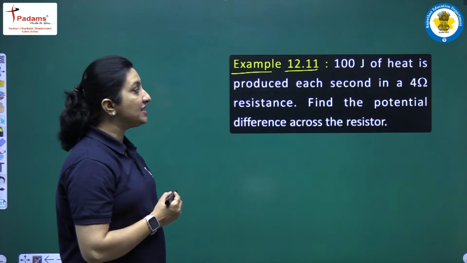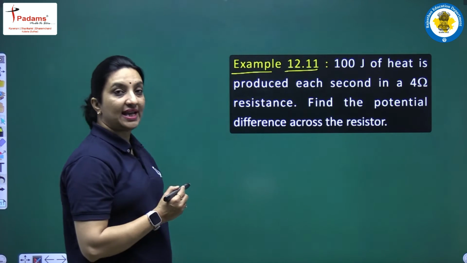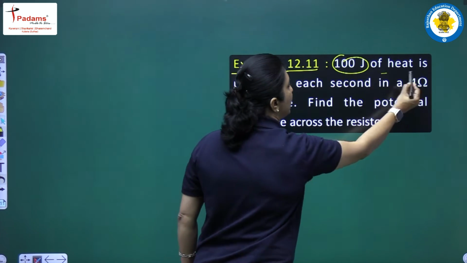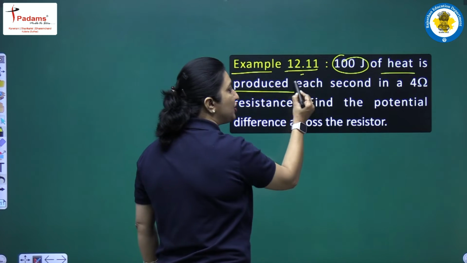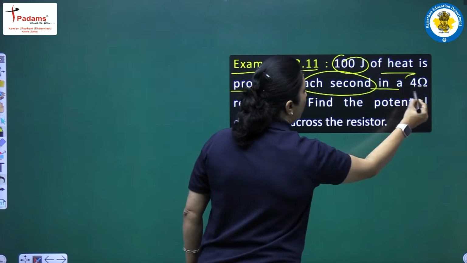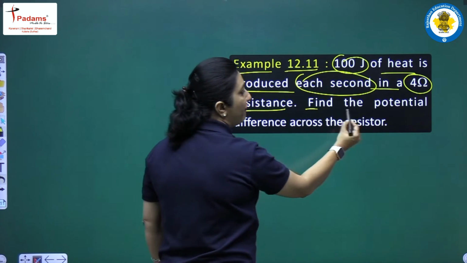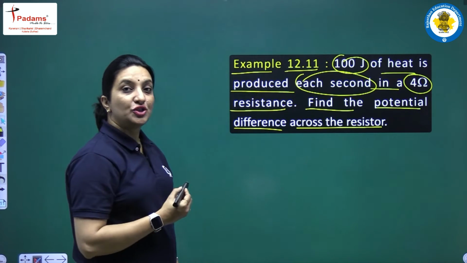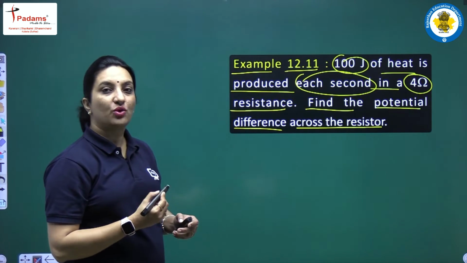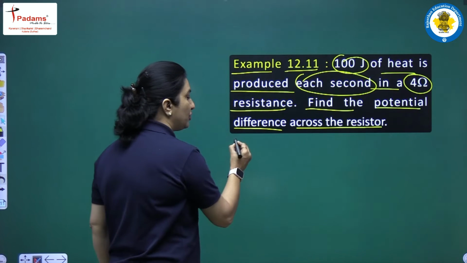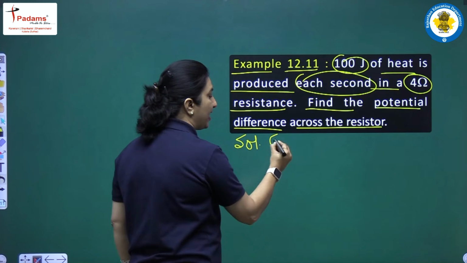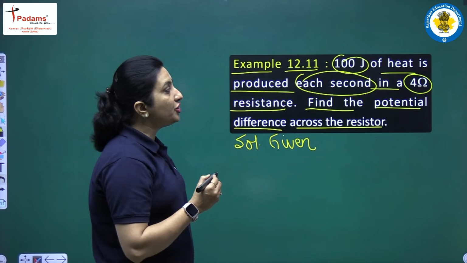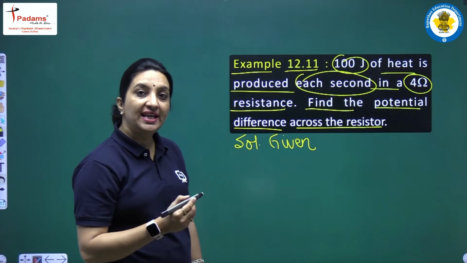100 joules of heat is produced each second in a 4 ohm resistance. Find the potential difference across the resistor. To begin with students, again we will write the quantities which are given. So for the solution, first I will write the quantities which are given. Now students, here 100 joules of heat is produced each second.